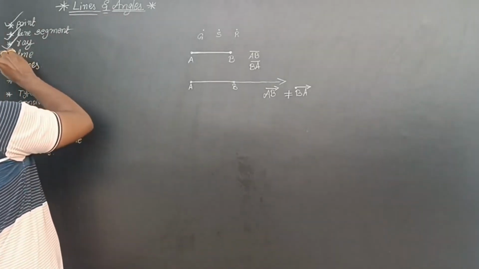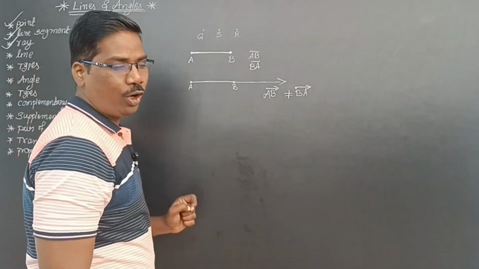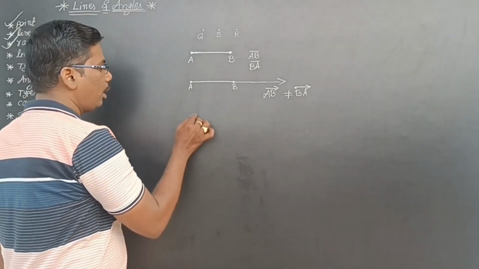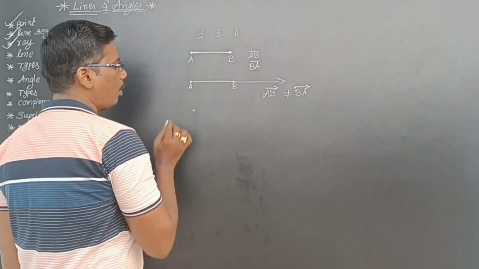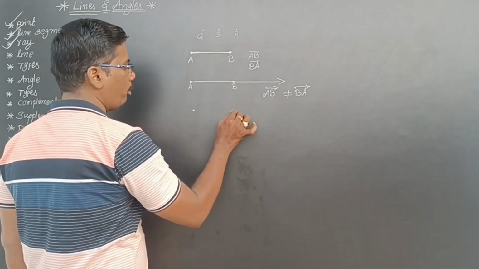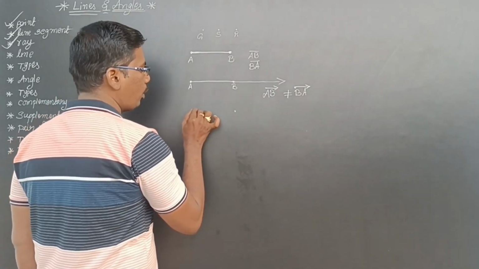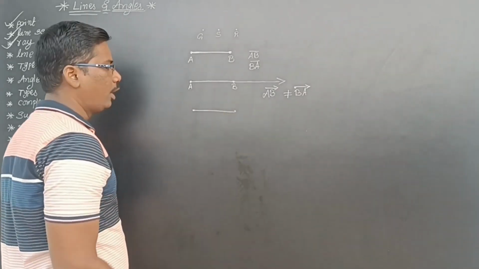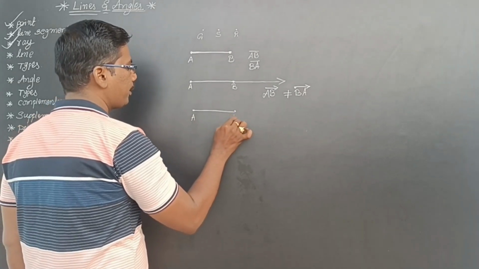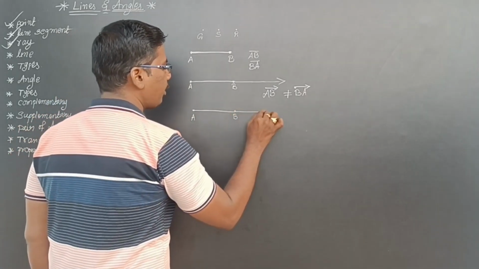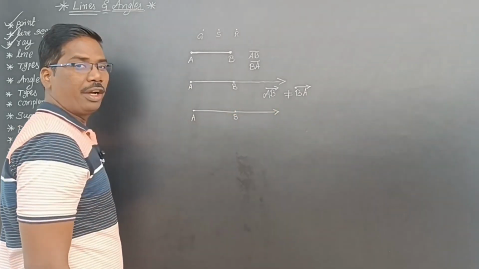Next, we have to discuss about a line or straight line. Now, again, I'm saying, how many points are there? 1 point. How many points are there? 2 points. If you join, what you will get? A line segment. What is the line segment name? AB. Now, extending in one direction infinitely, that is called a ray.